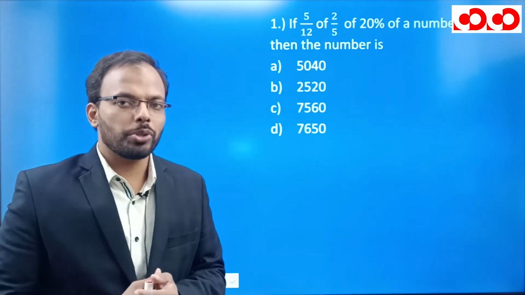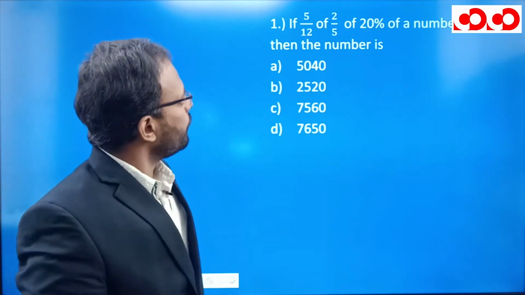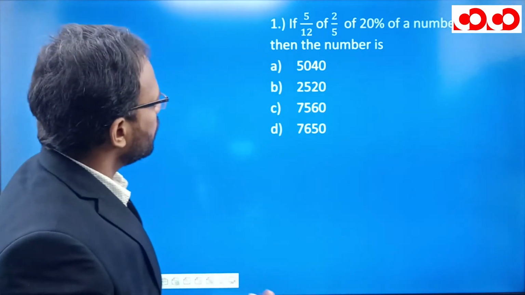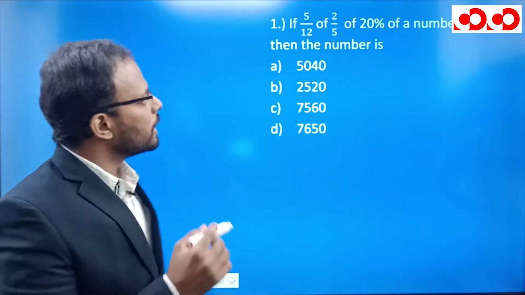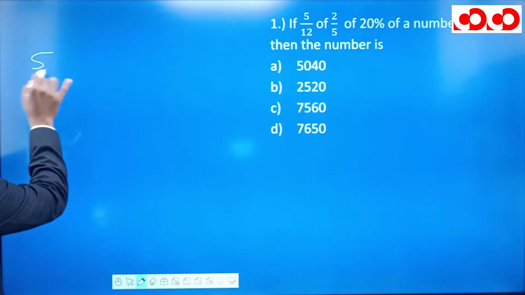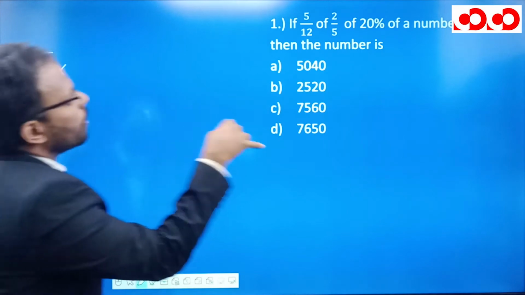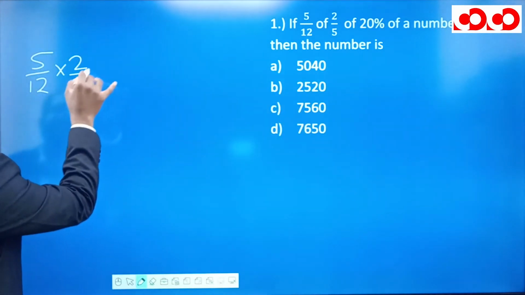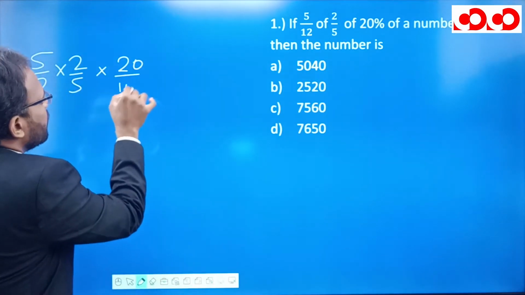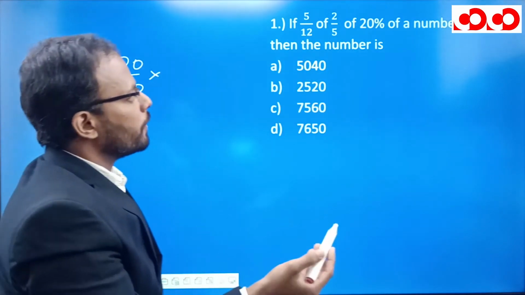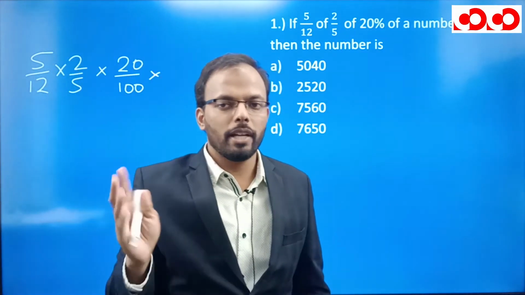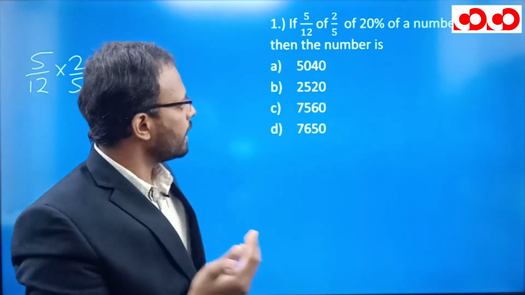So here is the first question on your screen. You can see 5 by 12 of 2 by 5 of 20% of a number is equal to 252. It is very simple. We know that of means multiplication, right? So let's start. It is 5 by 12 of 2 by 5, of again multiplication, then 20%. What is 20%? Just 20 by 100, which is equal to 1 by 5. A little while ago we saw 1 by 5 is 20%. Either you can write 20 by 100 or you can directly write 1 by 5.